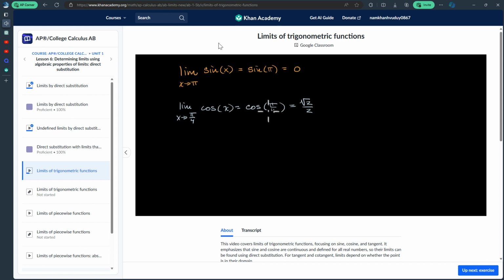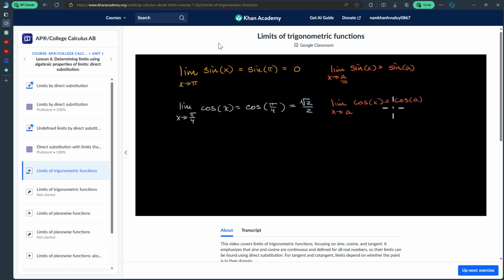And in general, if I'm dealing with a sine or a cosine, the limit as x approaches a of sine of x is equal to sine of a. Once again, this is going to be true for any real number a. And I can make a similar statement about cosine of x. The limit as x approaches a of cosine of x is equal to cosine of a.